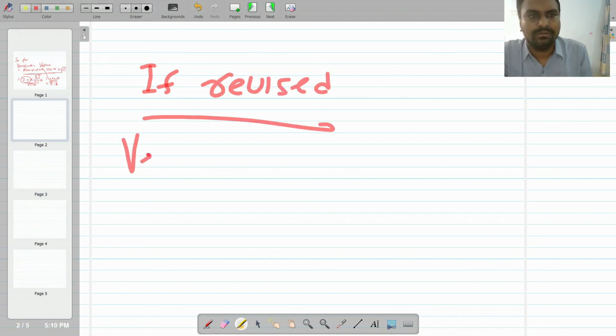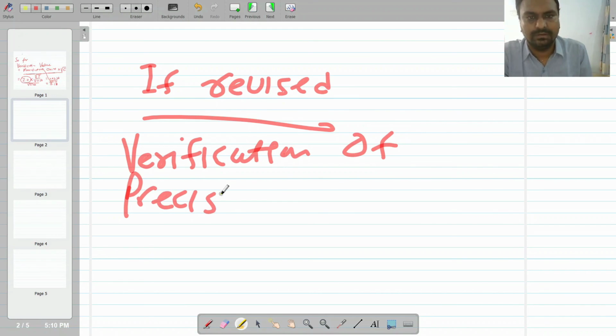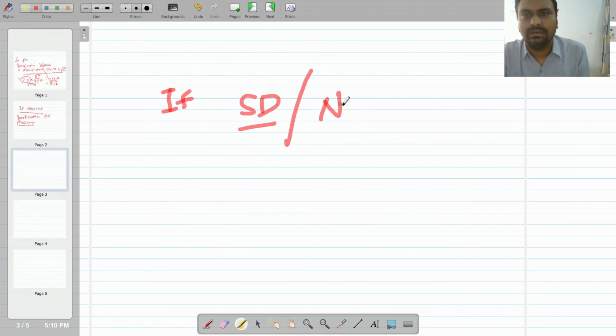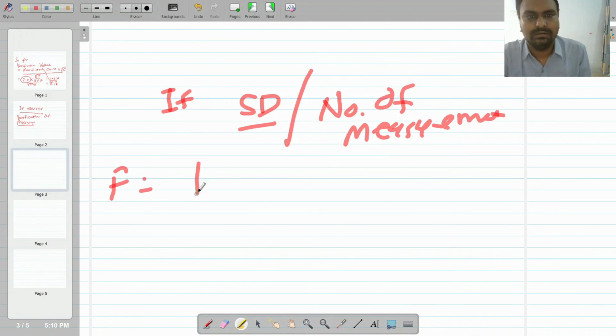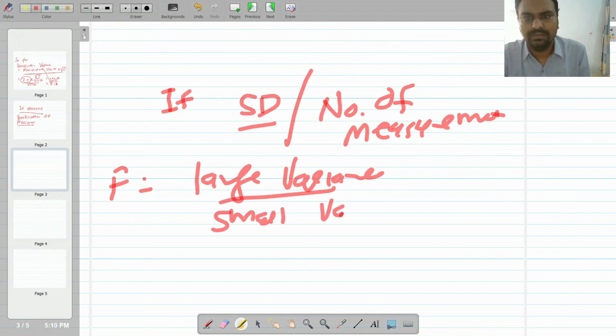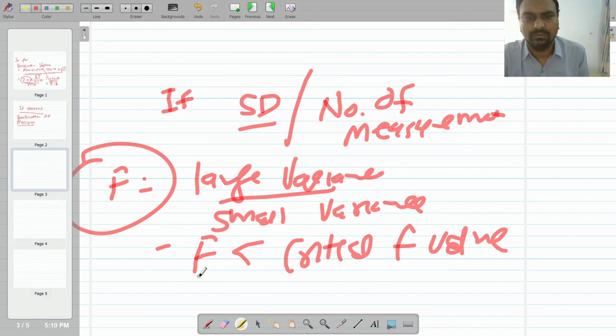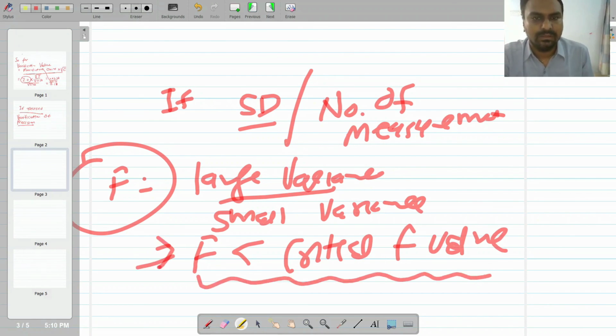For verification of precision, if SD is given by the manufacturer and the number of measurements is given, what we can do is calculate the F value, where the larger variance divided by the smaller variance is F. If this F value is less than the critical F value, then no random error exists, and we can say the method is validated.